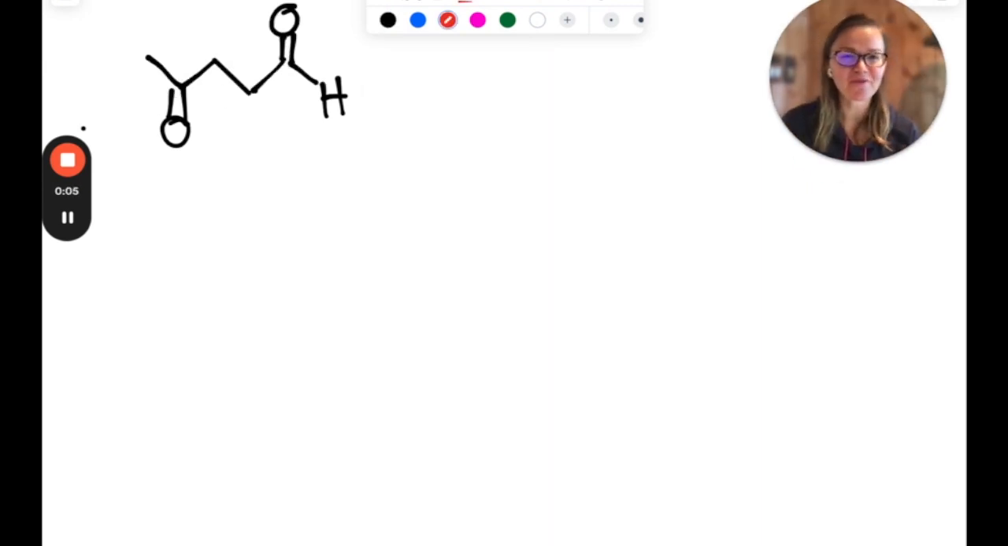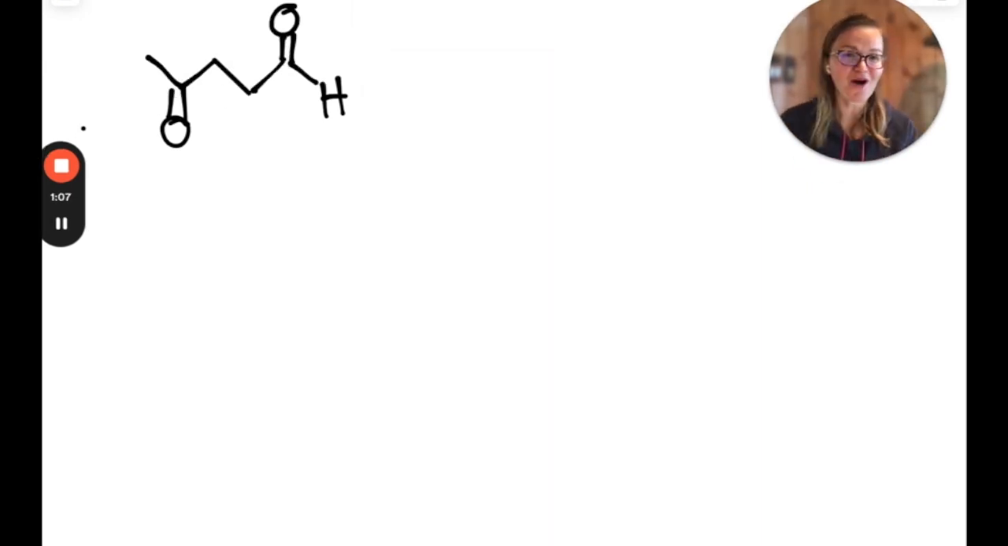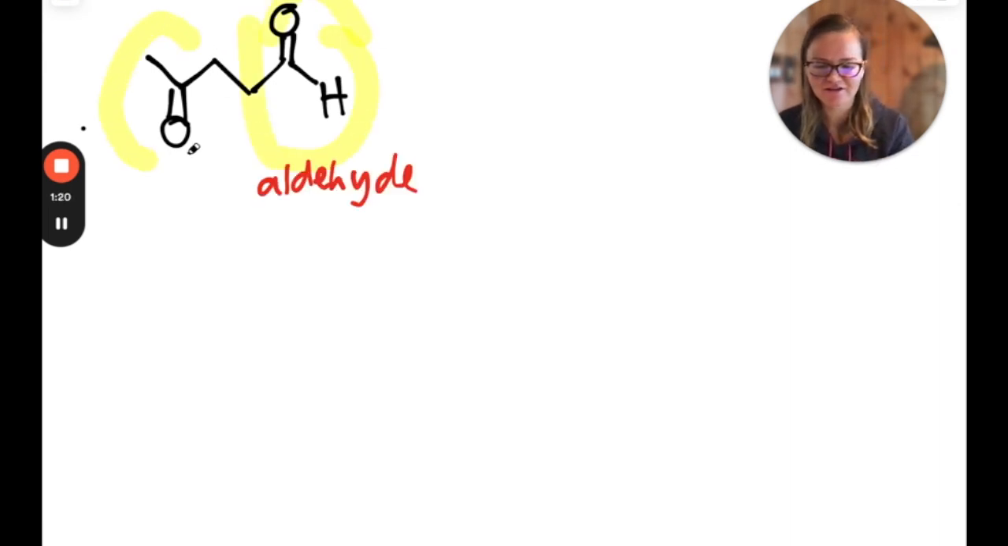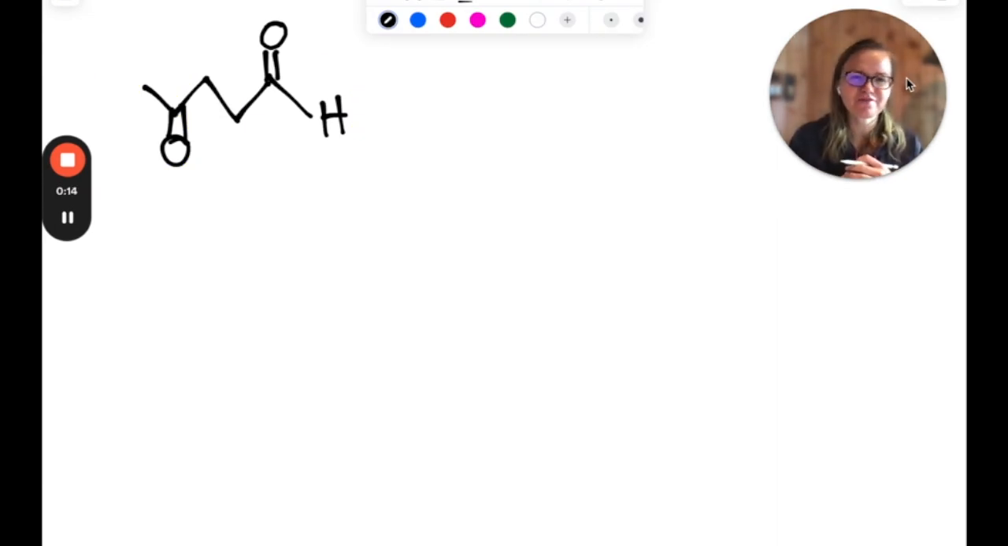So first, let's identify where our aldehyde and our ketone is. Our aldehyde is going to be here on the right side of the molecule, and our ketone is going to be over here on the left side of the molecule. Well, we know if it's an aldehyde, then its suffix would end with -al, but if it's a ketone, it would end with -one. So how do we decide? Do we use the aldehyde or the ketone suffix for the molecule?